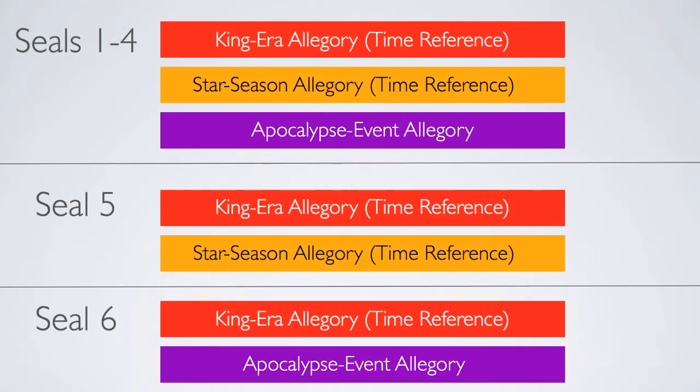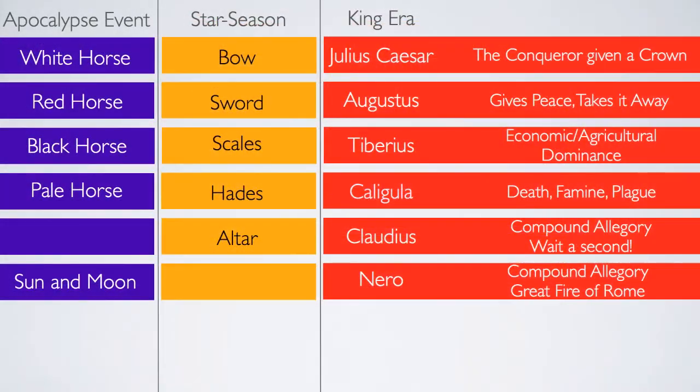Again, complexities will not be addressed here, though later Revelation 6 will be shown to be one of the most complex chapters in the book.